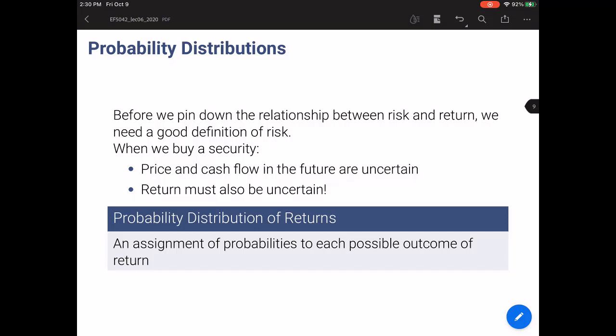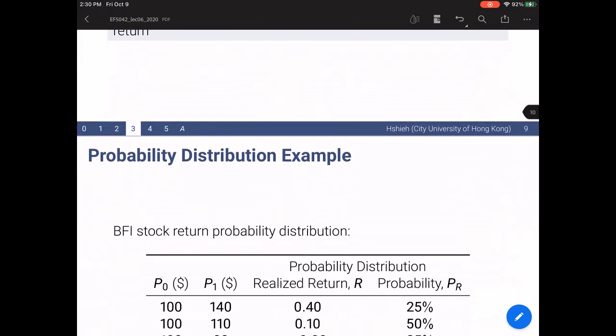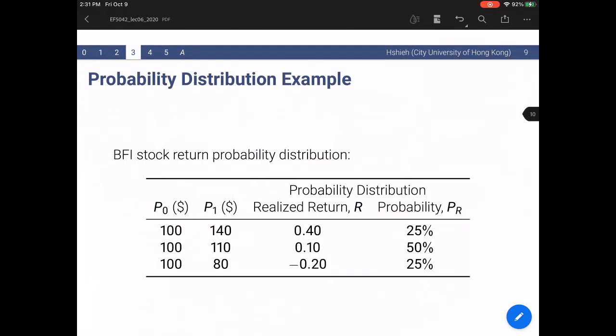So that's what we kind of want to introduce to you now. How do we model uncertain outcomes? And what we first have to do is to define what a random variable is, and this is intimately tied with the definition of probability distribution. Okay, so let's go over an example first. So let's try to understand the stock return of a company called BFI, and we're going to try to assign a probability distribution for 3 possible states.